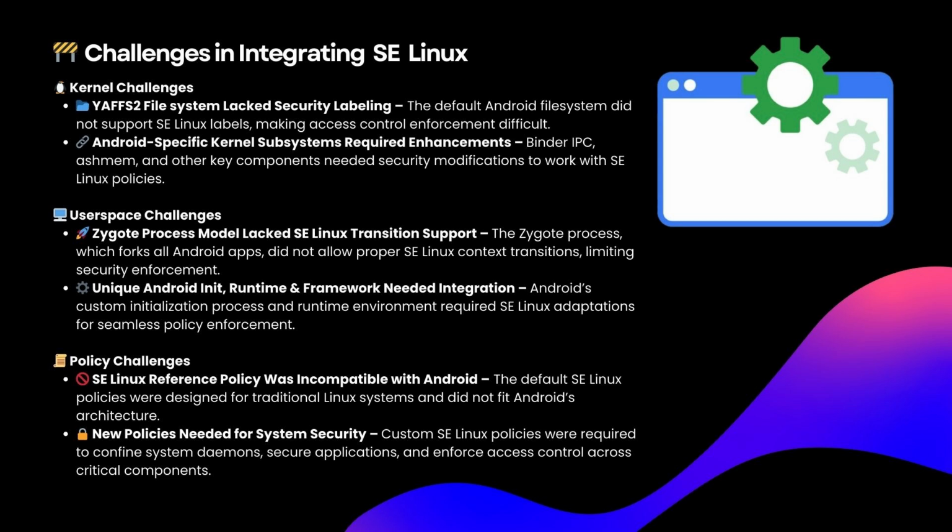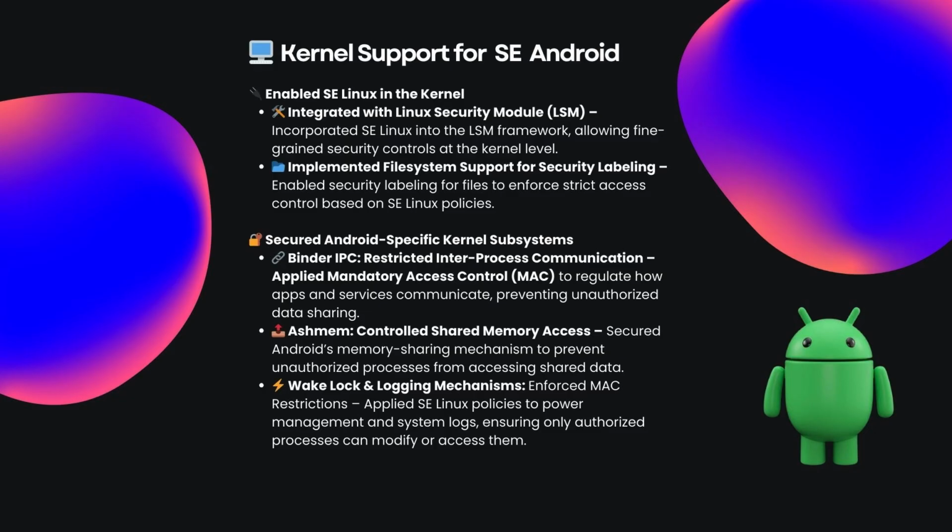Let's look at how SE Android addressed these challenges at the kernel level to integrate SELinux effectively. Enable SELinux in the kernel. First and foremost, SELinux had to be enabled in the Android kernel itself. This involved incorporating SELinux into the Linux Security Modules framework. By doing this, we were able to add fine-grained security controls at the kernel level, allowing SELinux to enforce strict security rules throughout the entire system.